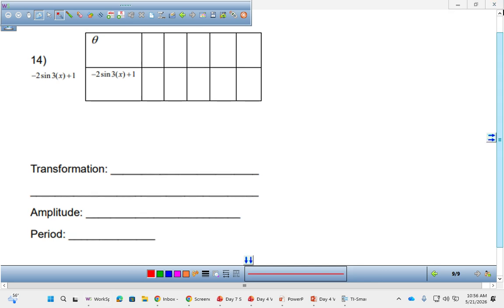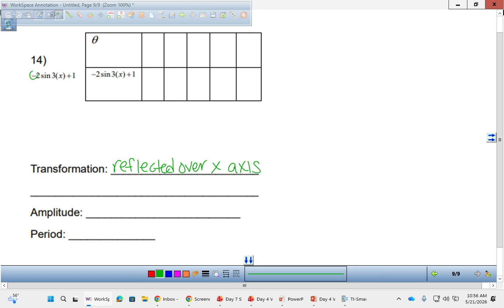So the negative in the very front, that's called a reflection. It never reflects over y. It always reflects over x, okay? So the negative in front does that. The 2 is called a vertical. When the number in front is bigger than 1, we call it a stretch of 2.